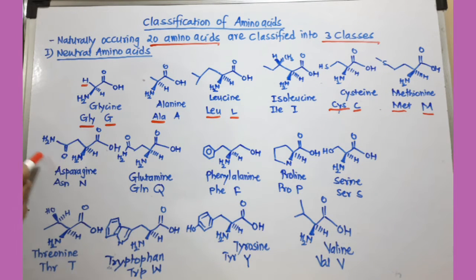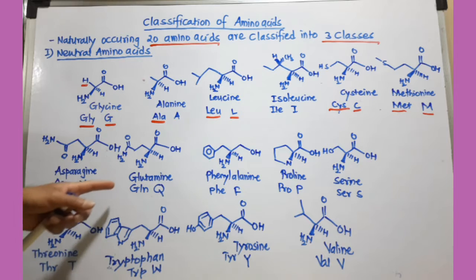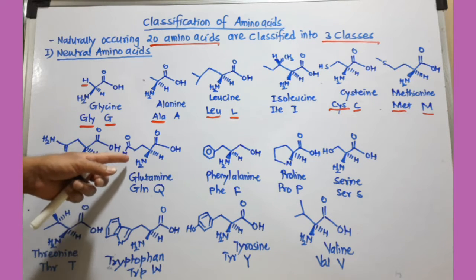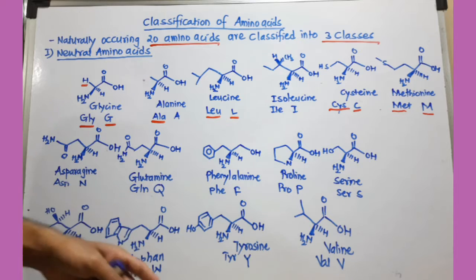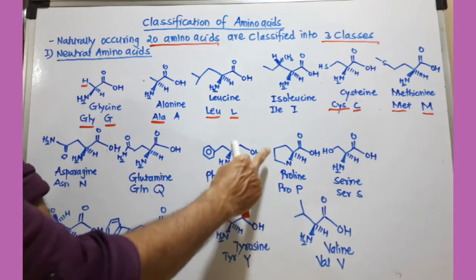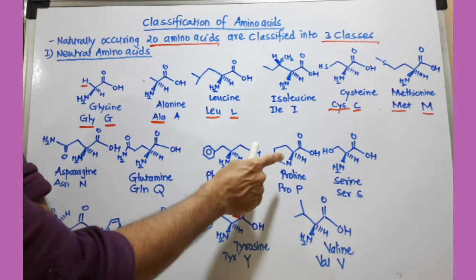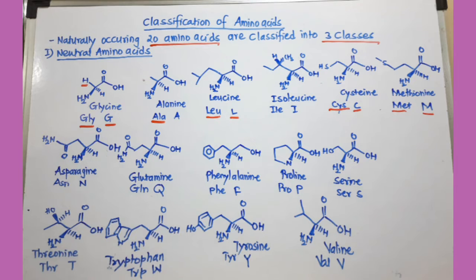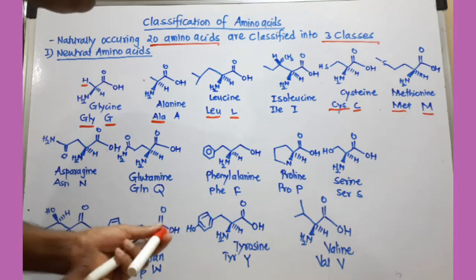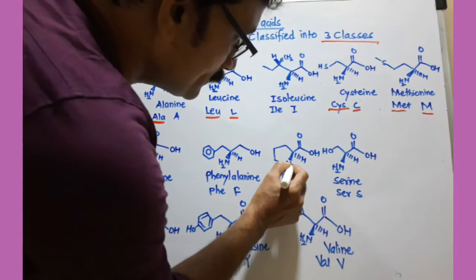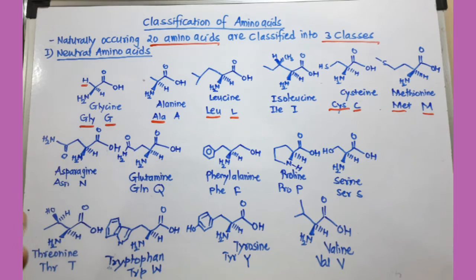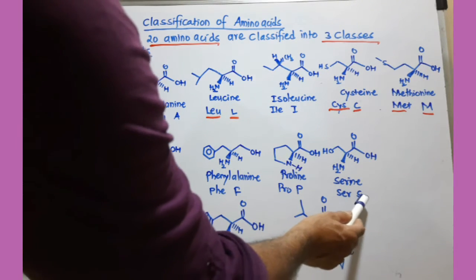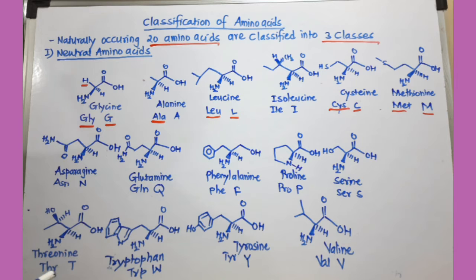You can see here this is R. ASN and N. Glutamine, this amide group is there. Glutamine, GLN and Q. Then phenylalanine, proline. You can see here in proline, the nitrogen is a part of this ring. I forgot to mention here one hydrogen. This is proline. Then serine, SER and S, threonine, THR and T, tryptophan.